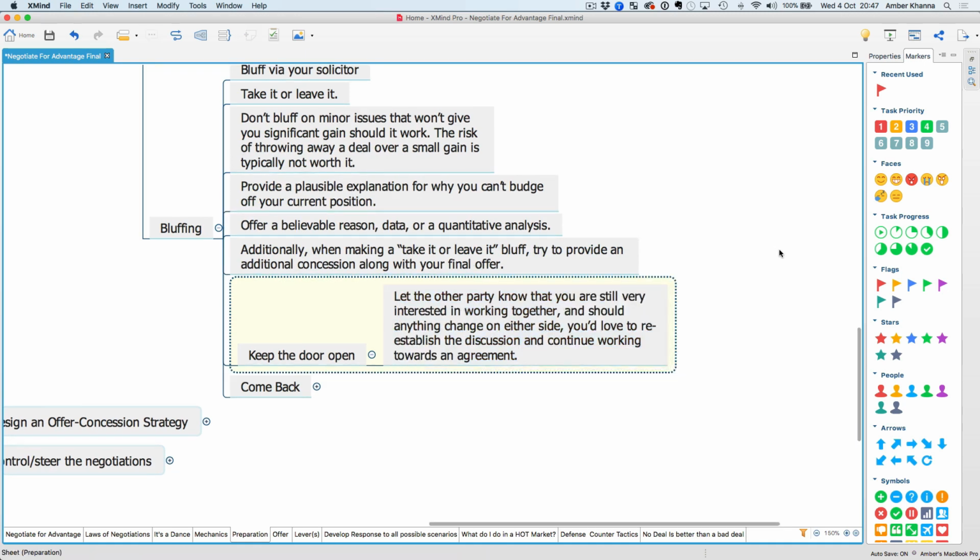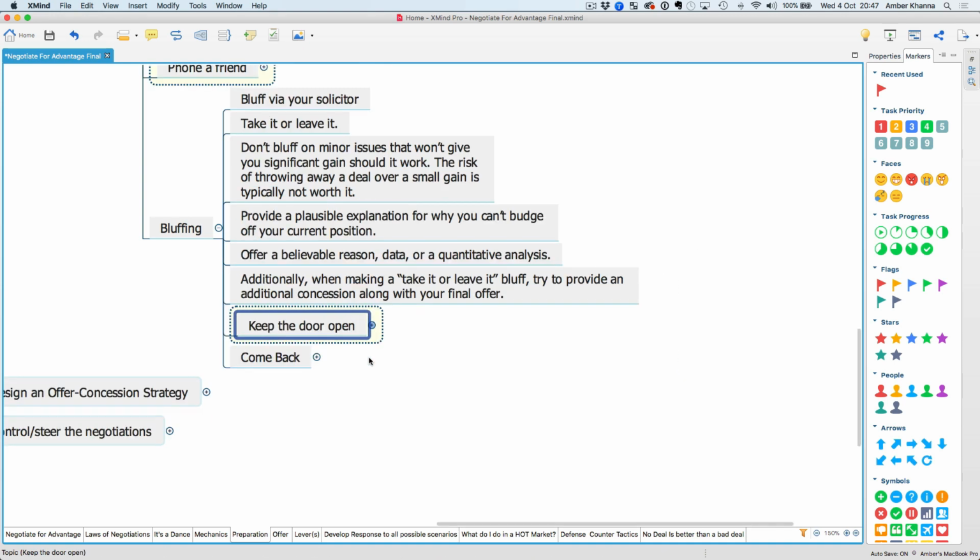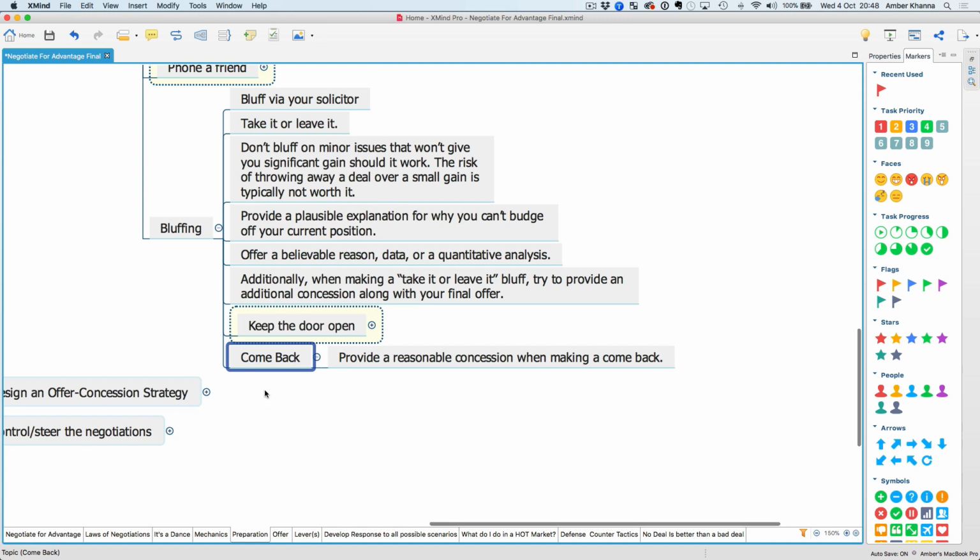You don't bluff on minor issues that won't give you significant gain should it work. The risk of throwing away a deal over a small gain is typically not worth it. So don't fight over $5,000. Unless you figure out that $5,000 was like a nibble. You know what I mean? So if it's a genuine expense, that's fine. But if you figure out that the other guy is trying to get that little piece from you extra, that's when you dig your heels in.